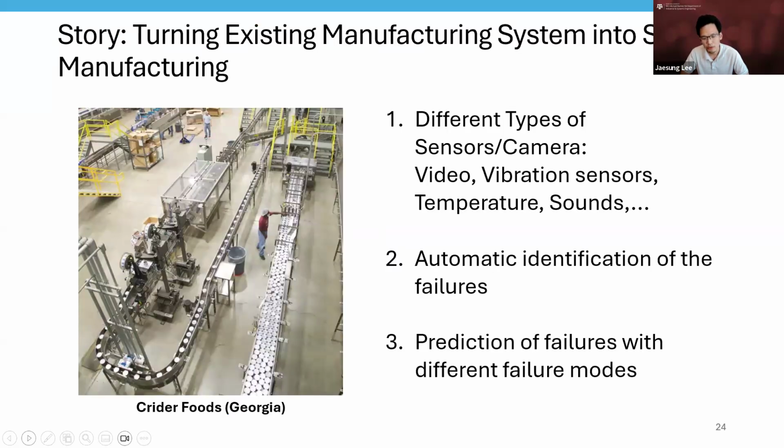I want to start with an example, a story. I've been working with a company called Crider Foods. It's a canning company. They make all different types of canned food, including chicken cans. But one of the biggest issues in their line is that oftentimes there is some failure in the system.